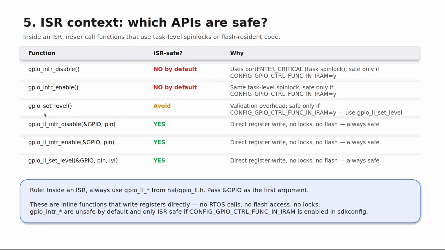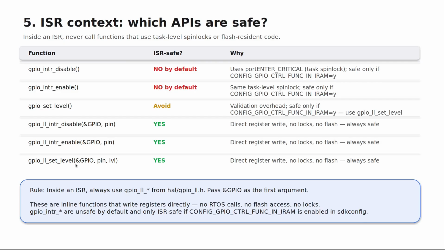Next, look at GPIO set level. Although it works perfectly in normal application code, it performs additional validation internally. Inside an ISR, we usually want to avoid this extra overhead. Instead, ESP-IDF provides another set of functions. These are GPIO low-level APIs available in hal/gpio_ll.h. Functions like gpio_ll_intr_enable, gpio_ll_intr_disable, and gpio_ll_set_level.